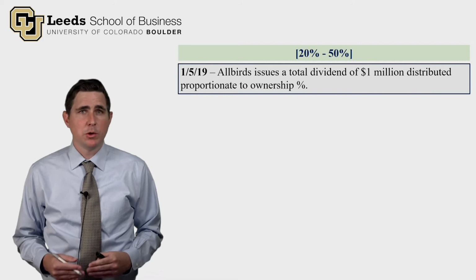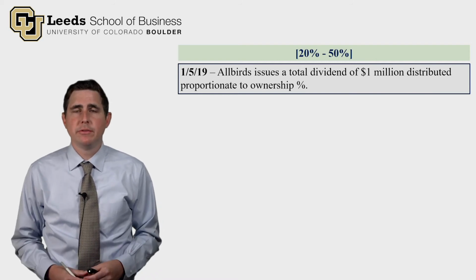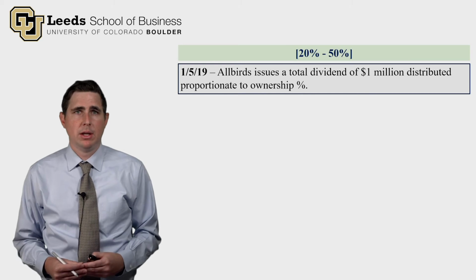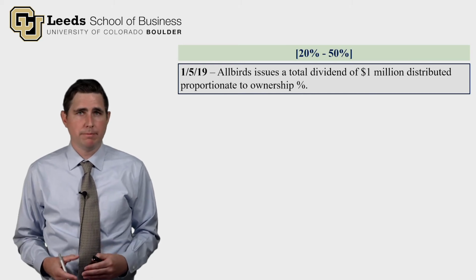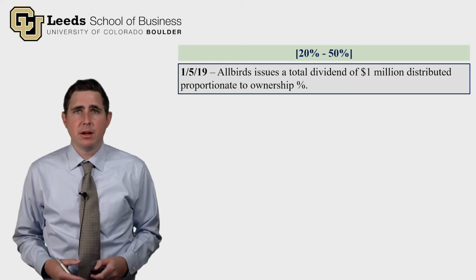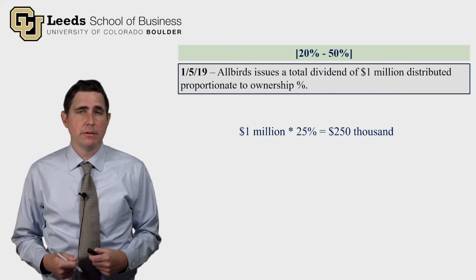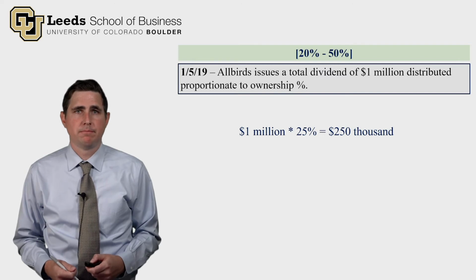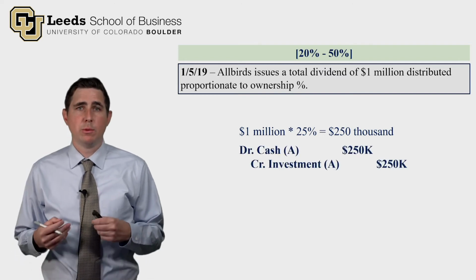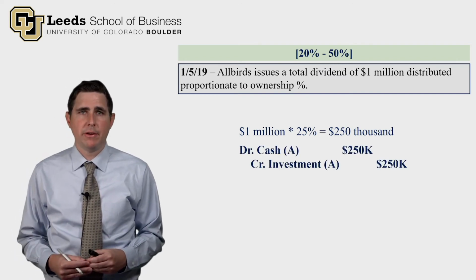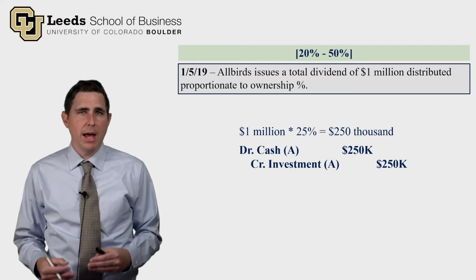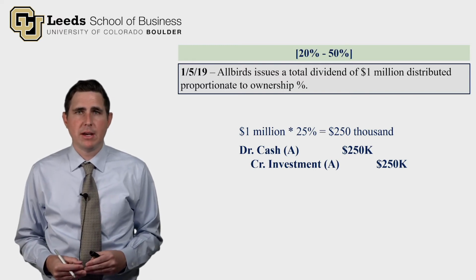Okay, 5 days goes by. Allbirds issues a total dividend of $1 million. This is the same dividend. It's distributed proportional to ownership. We own 25% of Allbirds, and the dividend is $1 million. So we'll receive a dividend of $250,000. We receive cash, so we debit the cash account by $250,000, and we credit the investment account for $250,000.